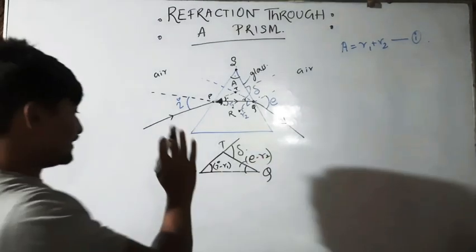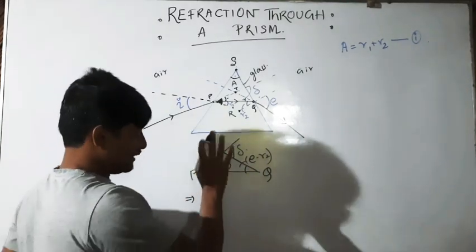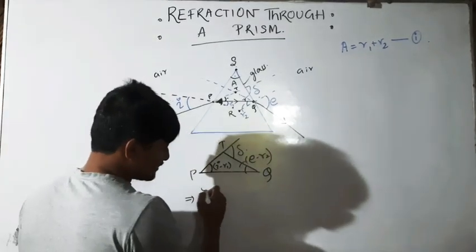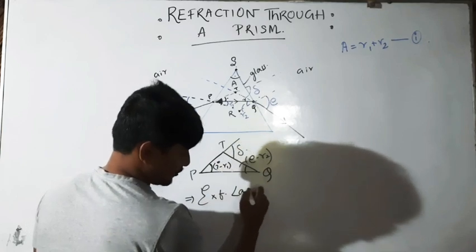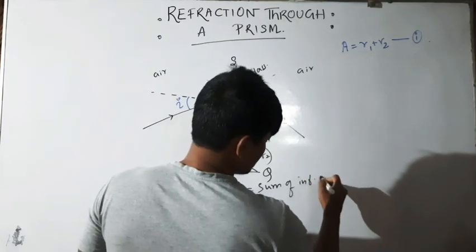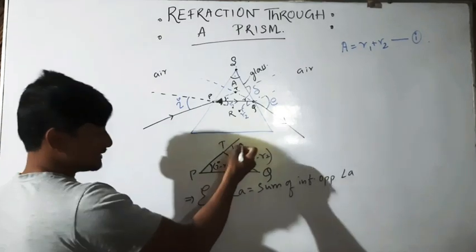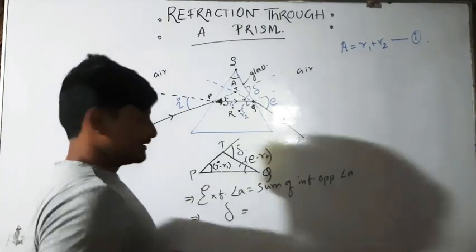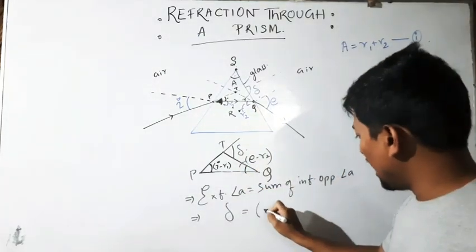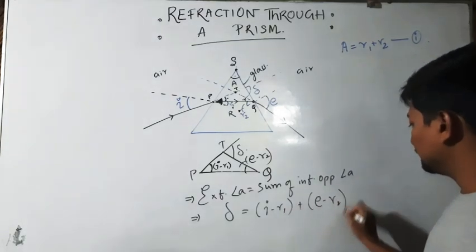Understood? So again, by applying angle sum property, okay, let us not apply the angle sum property. Here another formula is there. What? Exterior angle in a triangle, exterior angle equals the sum of interior opposite angles. The exterior angle here is delta, that is your deviation angle, and see the interior opposite angles, I minus R1 and E minus R2.